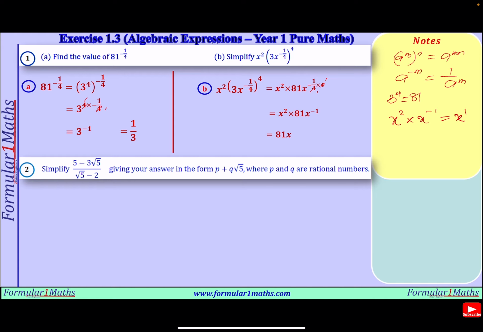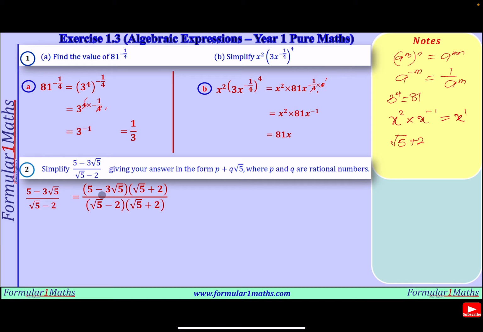Question 2. Simplify 5 minus 3 root 5 over root 5 minus 2, giving your answer in the form p plus q root 5, where p and q are rational numbers. All we do here is multiply both numerator and denominator by the conjugate of this one. The conjugate of root 5 minus 2 is root 5 plus 2. So we multiply the numerator and denominator by the conjugate, and then we get this.